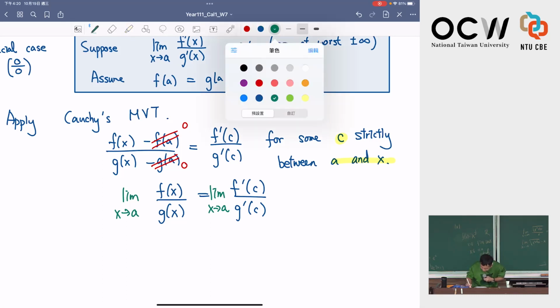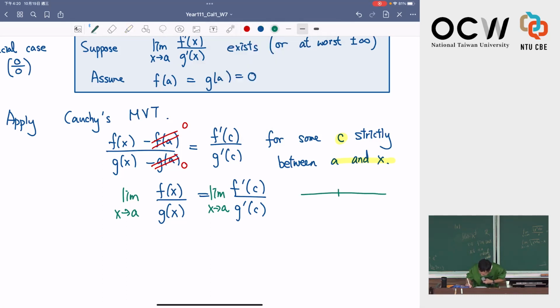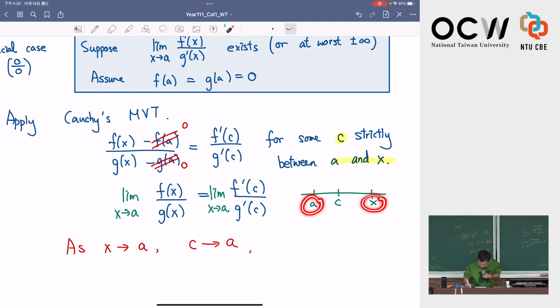So for example, c is between a and x like this. Now what happens as x goes to a? x gets closer and closer to a, but c has to be between a and x. Therefore, as x goes to a, c also goes to a. Because c is between x and a, if x gets closer and closer to a and c has to be in the middle, then c also gets close to a.